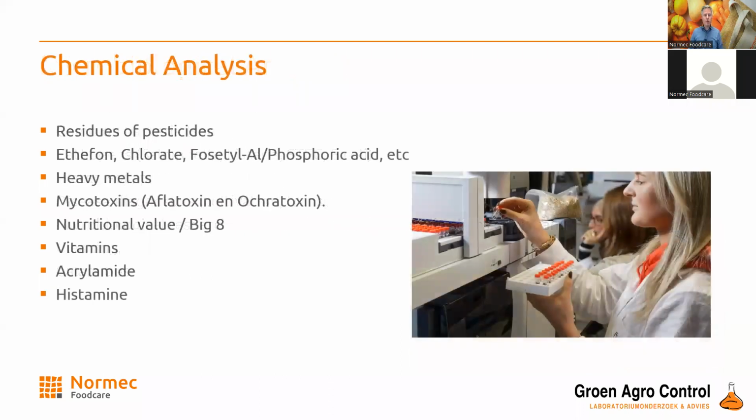On the chemical side, there's a number of things we do. The big subject of today, residue analysis, residues of pesticides, but then also analysis of, for instance, ethanol, chlorate, things like heavy metals, mycotoxins, or nutritional values, vitamins, acrylamide or histamine. So a whole series of chemical analysis that will help you either identify if you're complying with the law, if you're complying with food safety regulations, or if you're complying, as you probably should, with the regulations or the demands from specific supermarket chains, which will be something Michelle will be talking about today as well. So there's a broad range of chemical analysis that we provide.